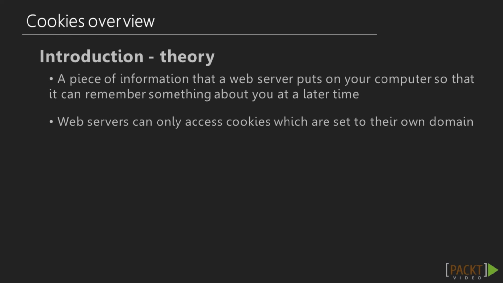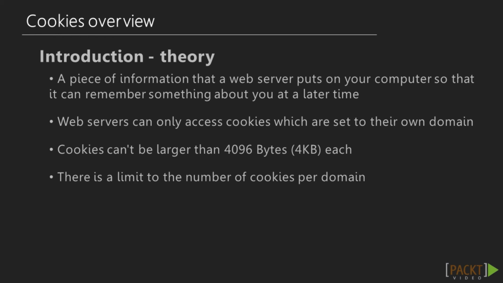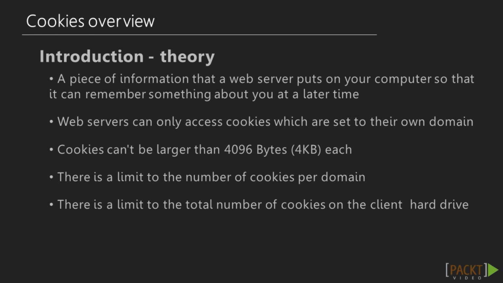It's important to know that the web servers can access cookies which are set to their own domain. The domain is set by the web browser when a new cookie is requested by the web server. While cookies cannot be shared between domains, they can be shared between subdomains if this is explicitly required. Among cookies limitations, we have the size, the number of cookies per domain, which is usually around 20 cookies, the number of cookies per hard drive, which is usually around 300 cookies, and the expiration date.